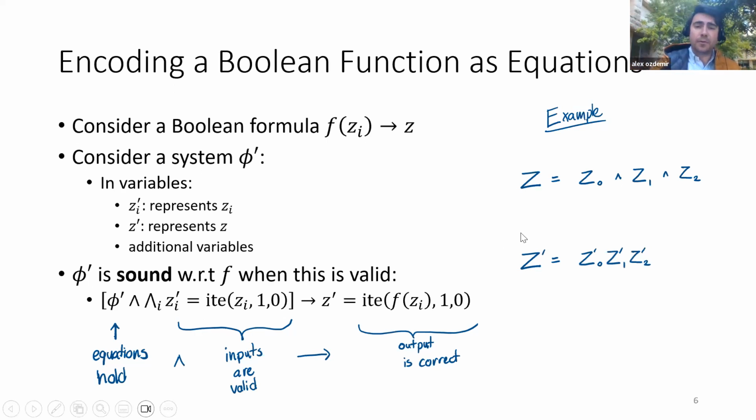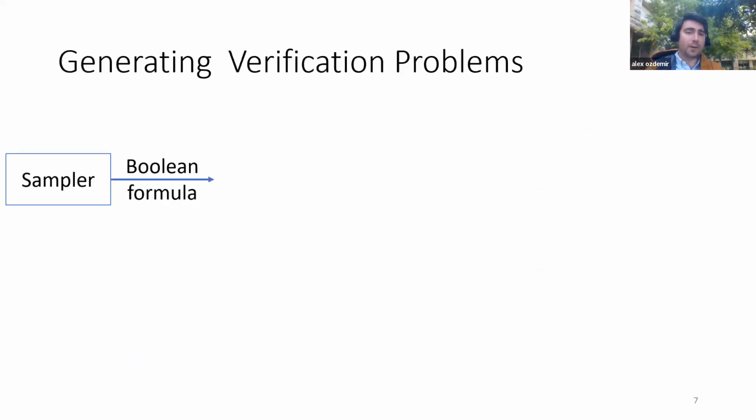And for example, if you set z prime equal to z prime 0 times z prime 1 times z prime 2, this is a very simple system of field equations that is a sound encoding of a conjunction. But for more complex Boolean functions, compilers produce very optimized and somewhat garbled systems of field equations, and it's not actually obvious whether or not this condition is true. So this is the kind of condition that we want to check. Our benchmark set is basically full of formulas of this form.